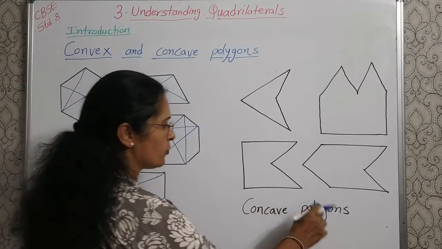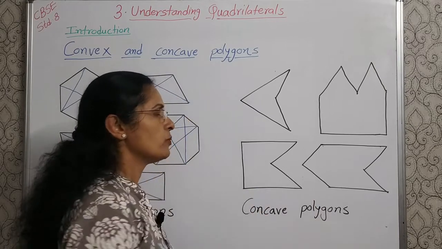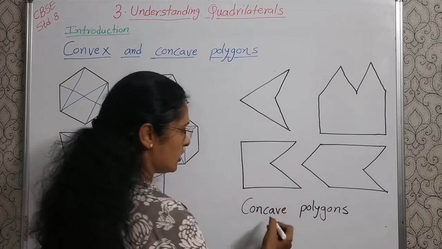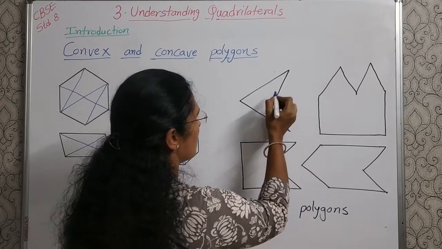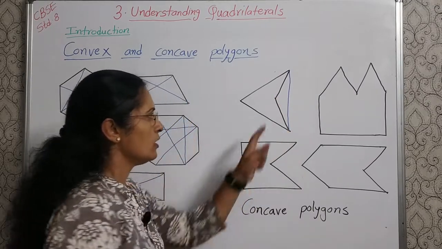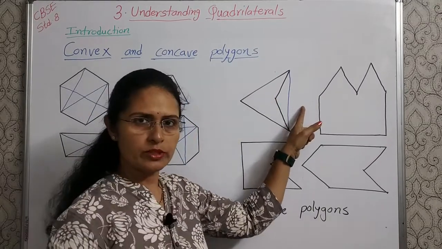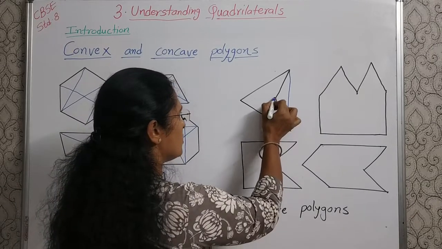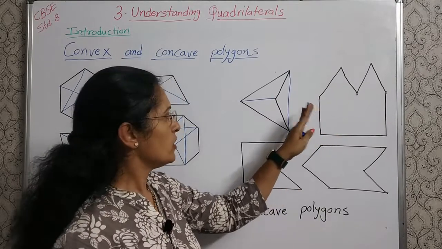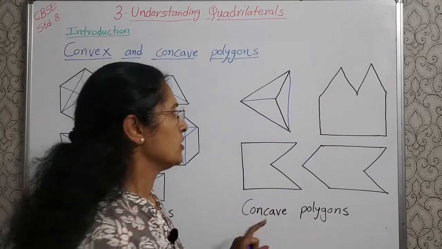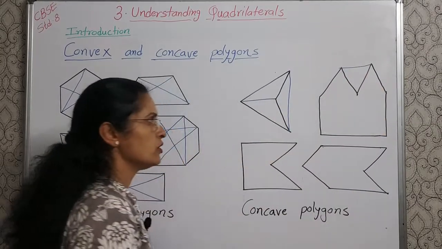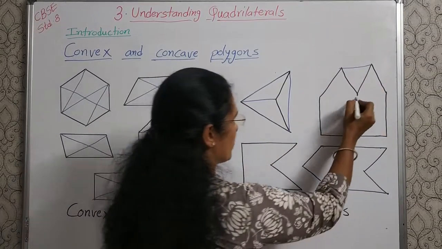Now, what are concave polygons? If the diagonals of the polygon are in the exterior of the polygon, then those are concave polygons. See here, if I draw this diagonal, it is in the exterior of the polygon. This diagonal is in the interior of the polygon, but one diagonal is in the exterior, so this is a concave polygon. Same here, this diagonal is in the exterior of the polygon, so it is a concave polygon.